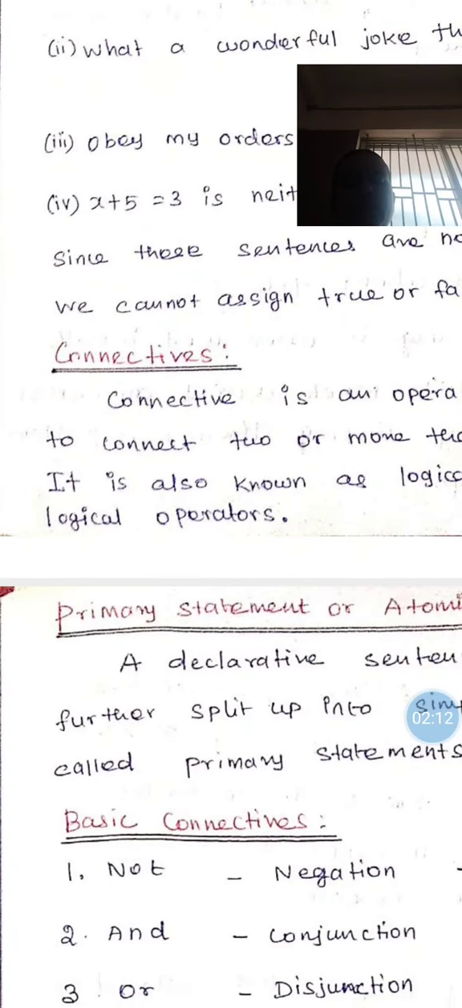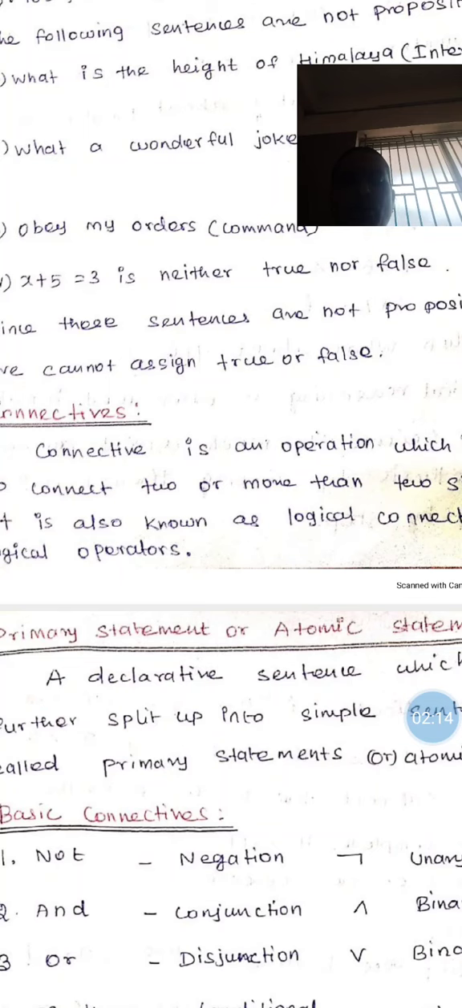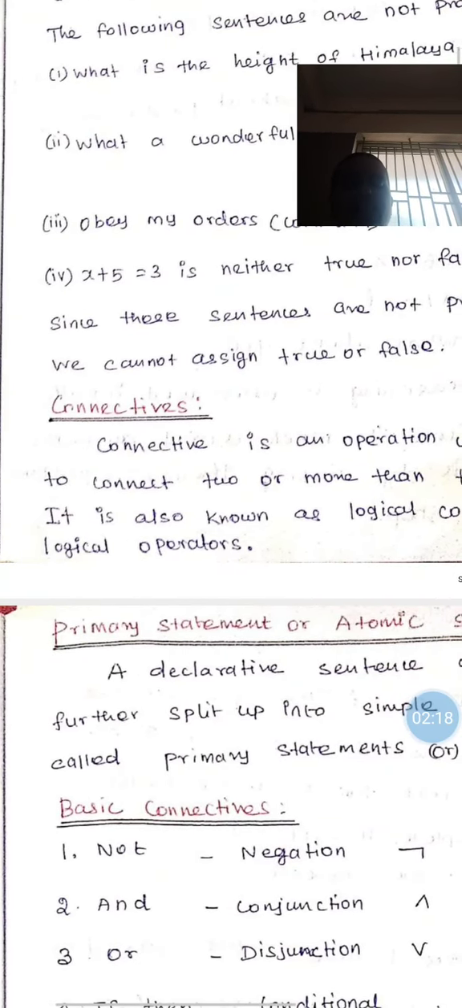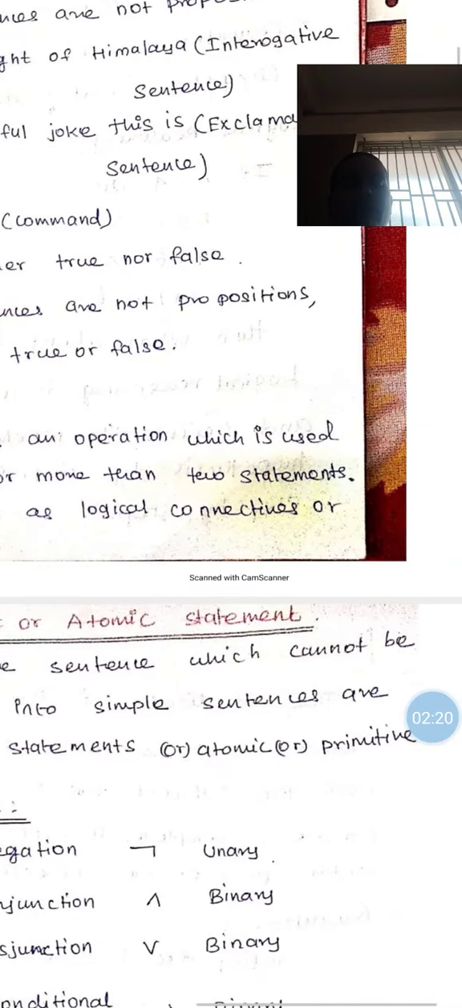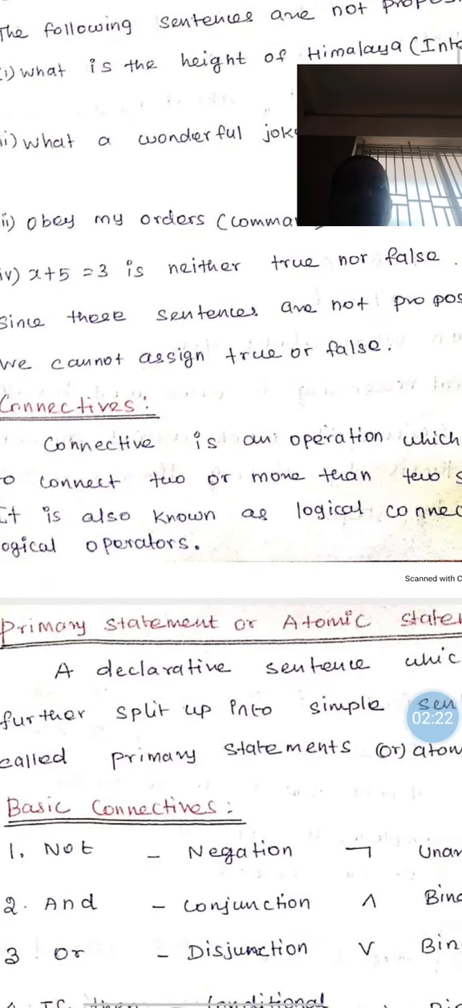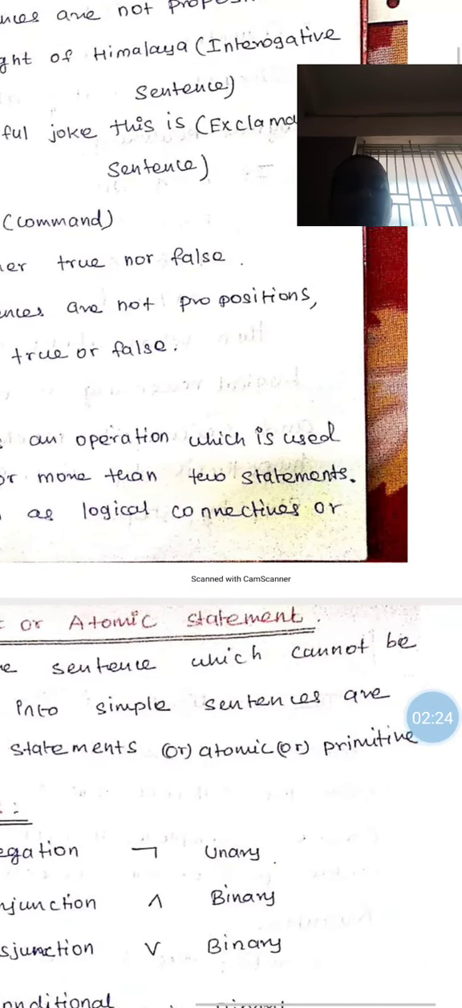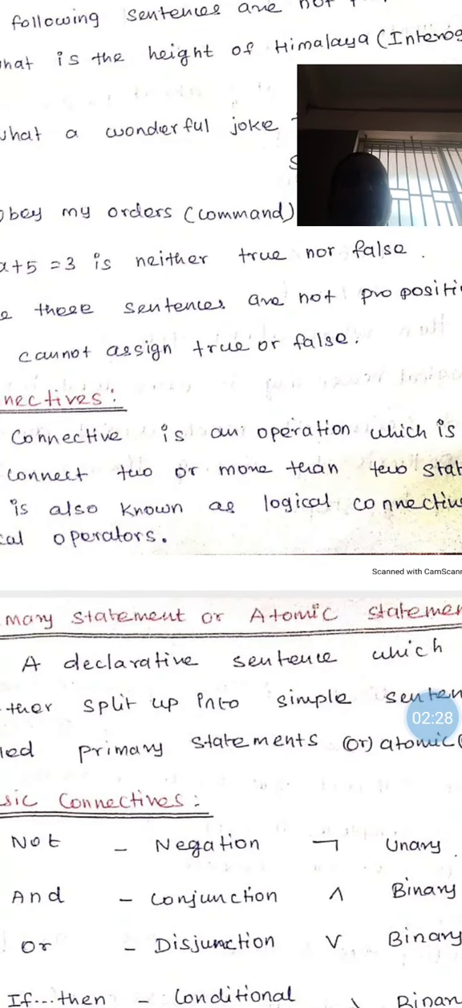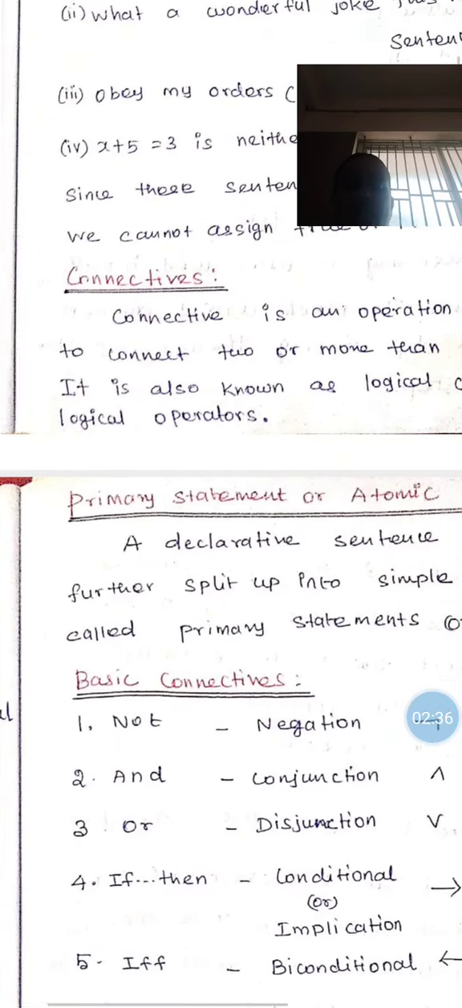The next term is primary statement or atomic statement. A declarative sentence which cannot be further split up into simple sentences is called a primary statement, atomic statement, or primitive statement. Any statement which cannot be split into more than two statements is called a primary statement or atomic statement.